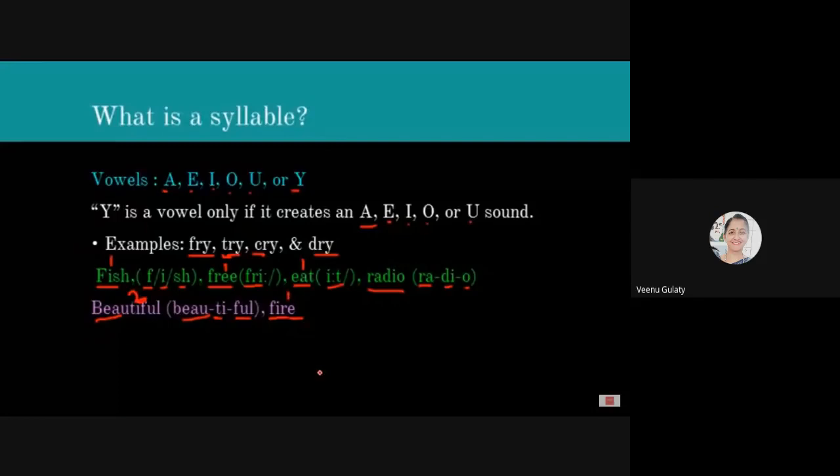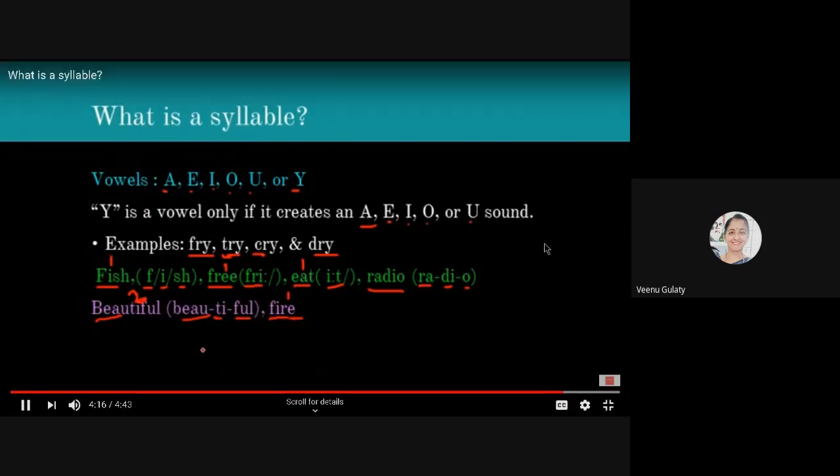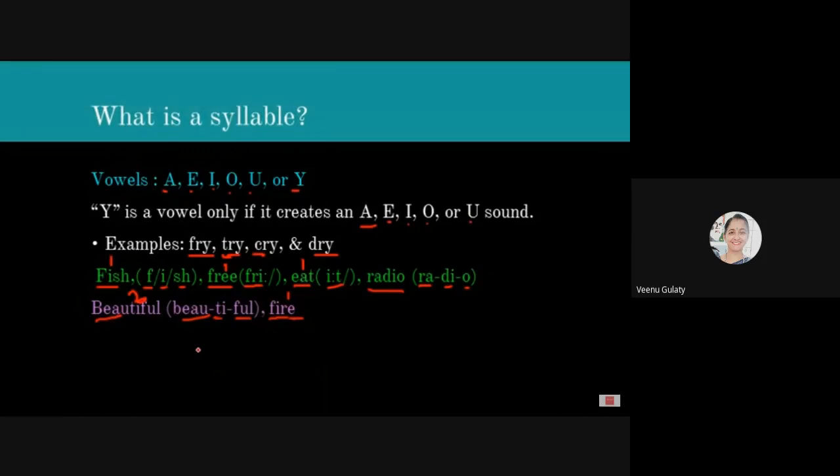All words have syllables. A word might have one, two, or even more syllables. So to find out syllables, you could just divide the words into parts and find out how many syllables you have in one word.